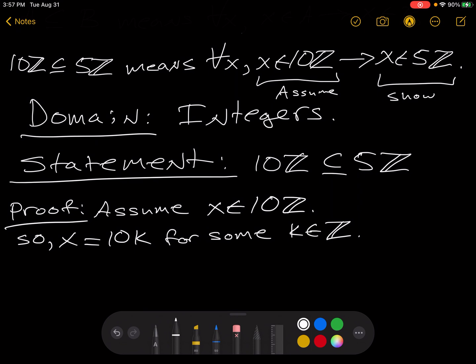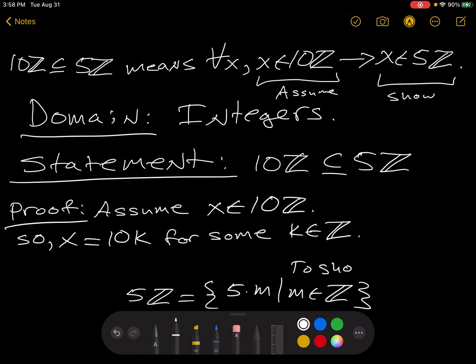Now what do we want to show? Remember, we want to show x is in 5Z. Well, what does it mean to be in 5Z? Remember what 5Z is. 5Z is 5 times, before I used a k, but the k is meaningless. It's just a symbol. I could use an m. 5Z is 5m, such that m is an integer. So what I want to show is that x is equal to 5 times m, where m is some integer.